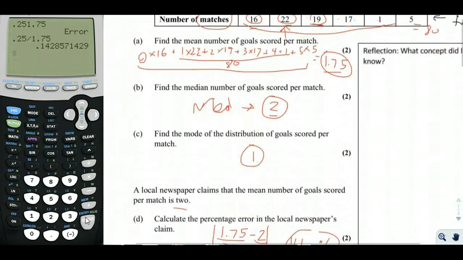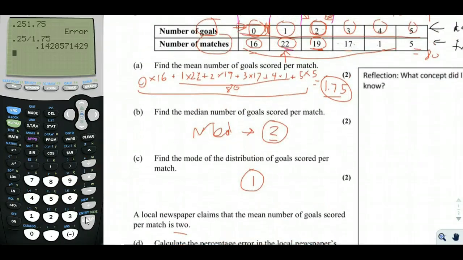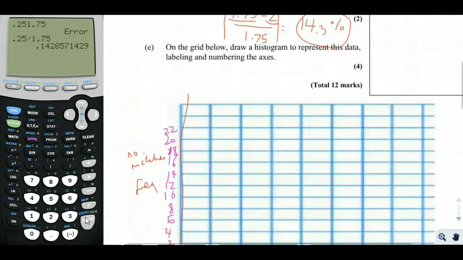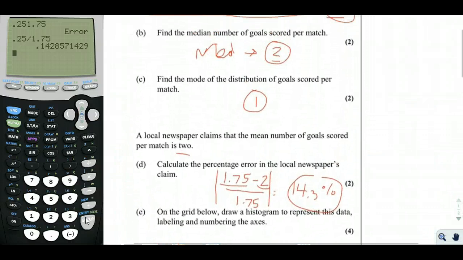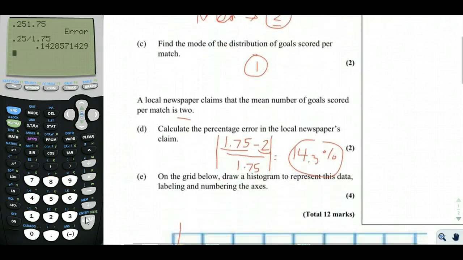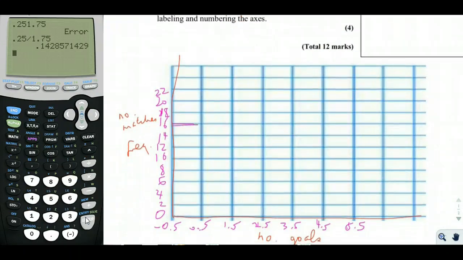And then on the frequencies, we're going to start numbering with 0, but we're going to go up to the maximum value, which is 22, right? So we'll count by 2: 0, 2, 4, 6, 8, 10, 12, 14, 16, 18, 20, 22, right? And then we'll start coloring in our bars. For example, for the first number of goals, which is 0, we're going to count up to 16. So that would be up here.